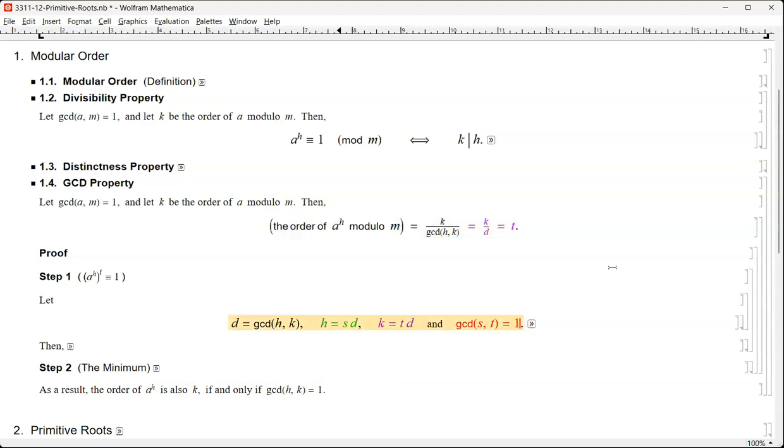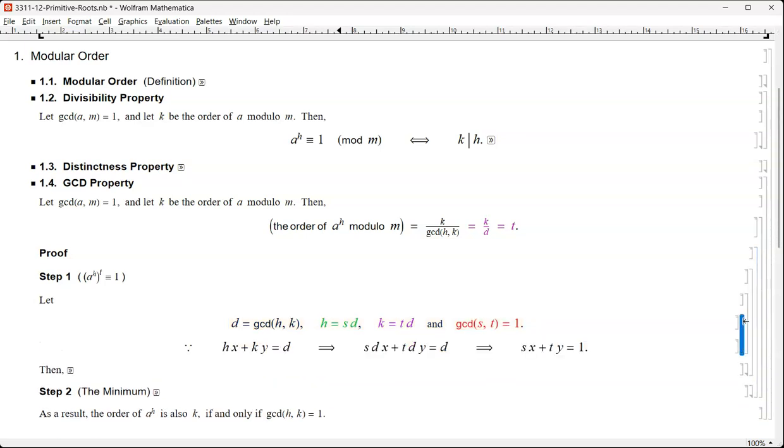But what about this? GCD is 1, S and T. Well, that's because D is not just a common divisor, but the greatest common divisor. So all the common prime factors of H and K are absorbed into D. None of them is left to go to S or T, so S and T do not share any prime factor. That's one reason to see that S and T are relatively prime.